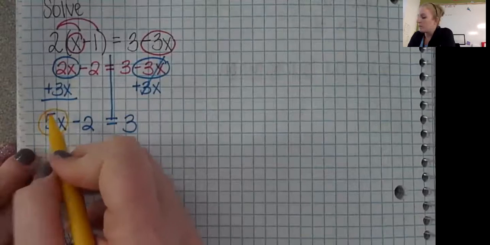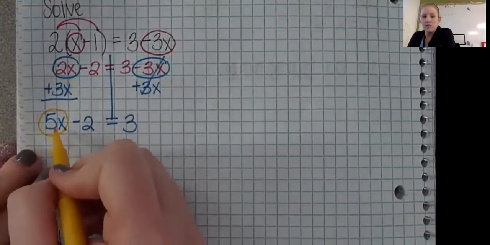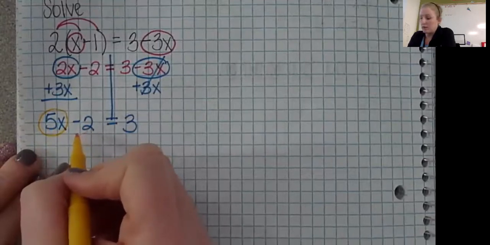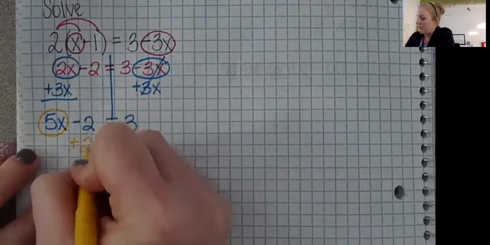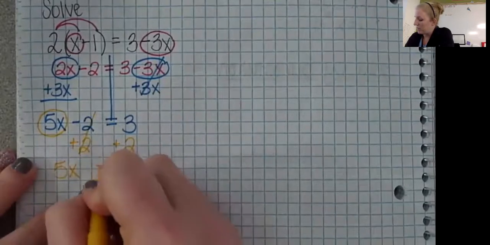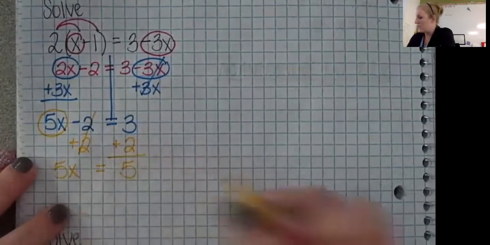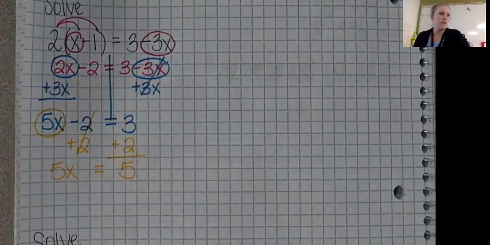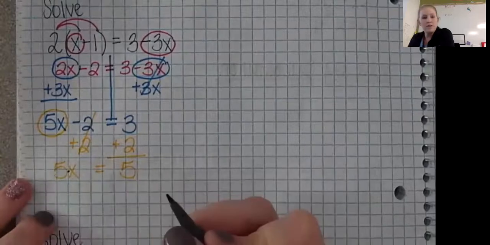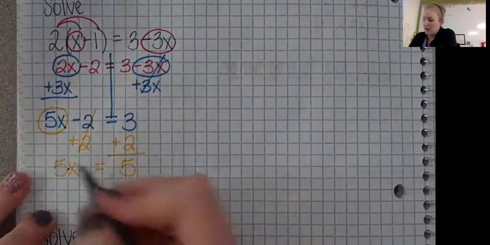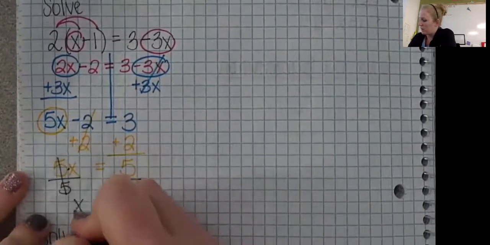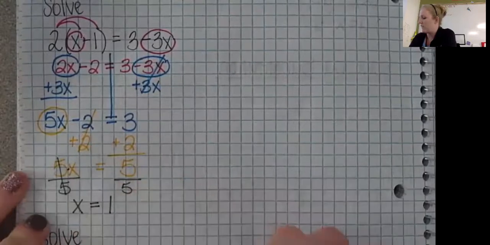I'm going to circle my variable. I'm trying to get the x by itself. So I need to get this -2 off of this side. So what's the opposite of subtract 2? Well, it is add 2 and add 2. So it'd be 5x equals 3 plus 2 is 5. Okay, now it's 5 times x. So what's the opposite of multiply? It is divide and divide. So x would equal 5 divided by 5 is 1.